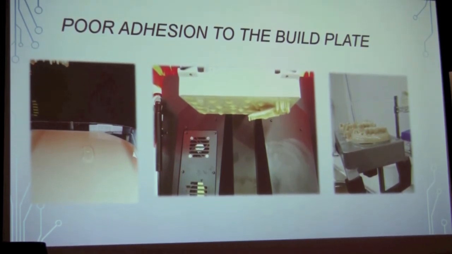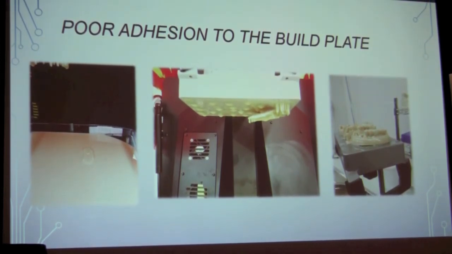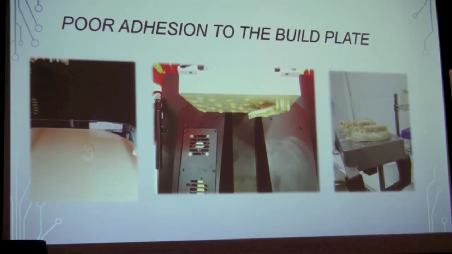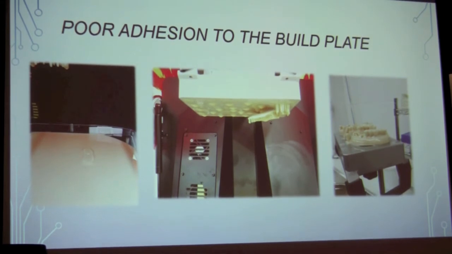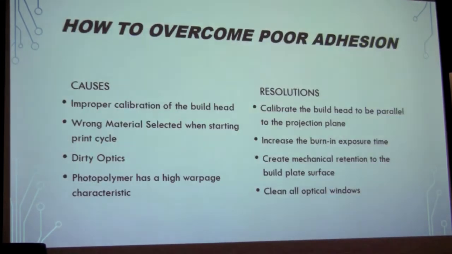And so you can see it can even happen on the photo all the way to the left. We can see we have some structures actually attached to the build plate, but one model fell off. That's really frustrating as well. So how can we overcome that, and what causes it?